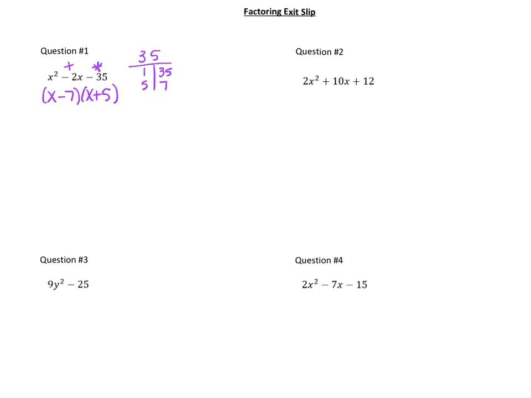With question number 2, I have an a value. And when I have an a value with the trinomial, first I always want to check for a GCF. That's always what I want to do. So in this case, 2 is going to be my GCF. So I'm going to factor out a 2, which means I'm dividing each of these by 2.